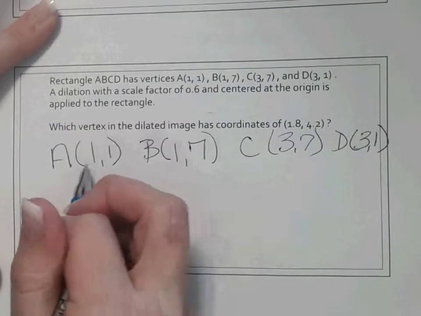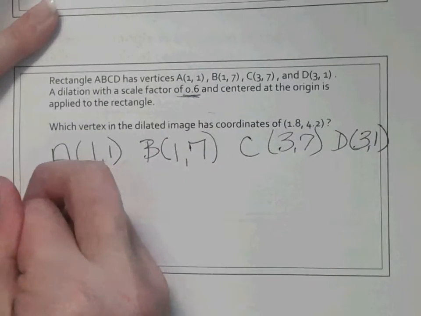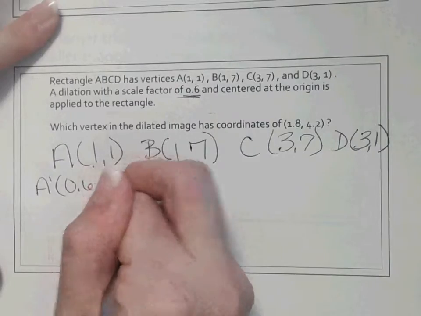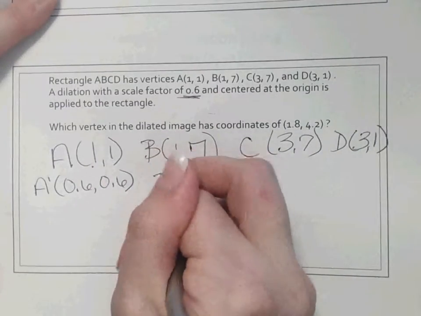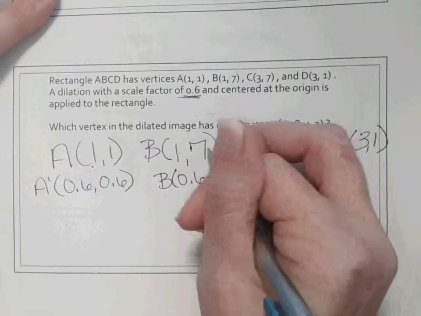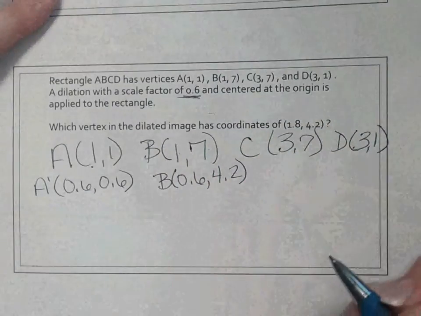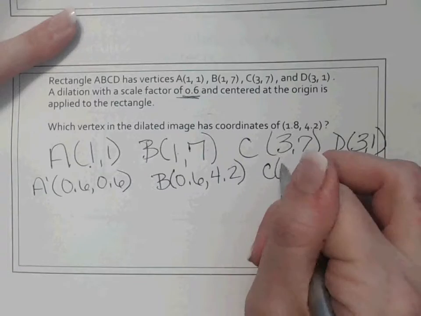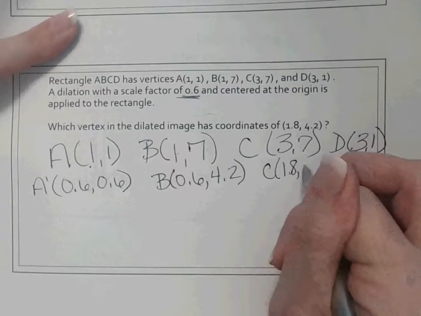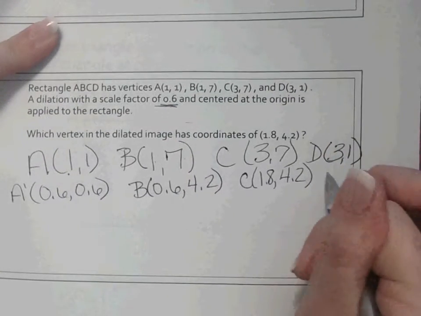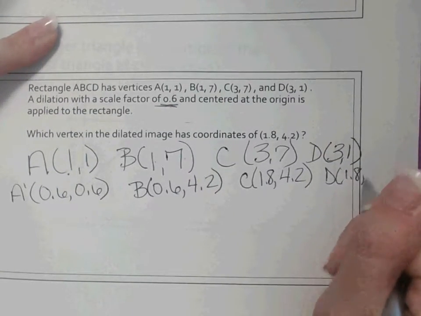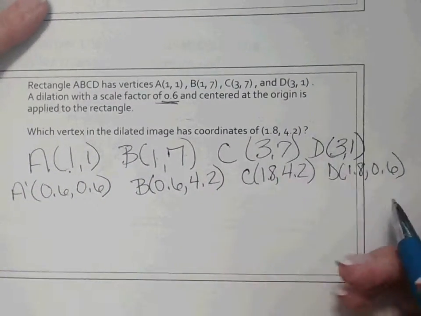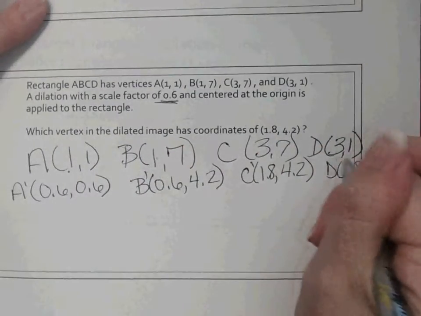So I'm going to say 1 times our scale factor, which is 0.6. So A prime would be 0.6. 1 times 0.6 is 0.6. So it's not A. 1 times 0.6, 7 times 0.6. So it's not B. C would be 0.6 times 3, which is 1.8. 7 times 0.6 is 4.2. And then D, just to finish them out, we'd get (1.8, 0.6). So which vertex in the dilated image has coordinates of (1.8, 4.2)? That would be C prime.